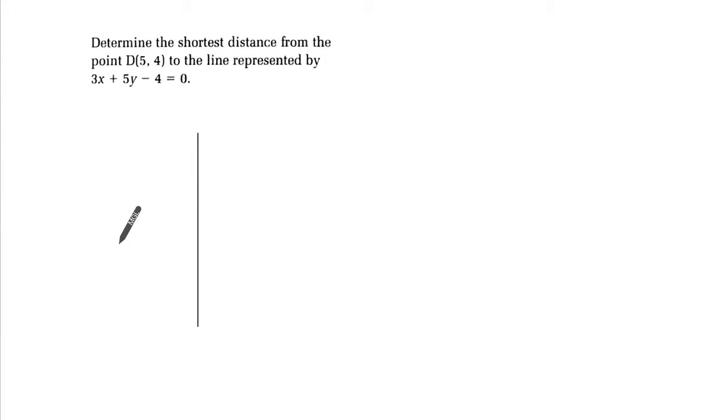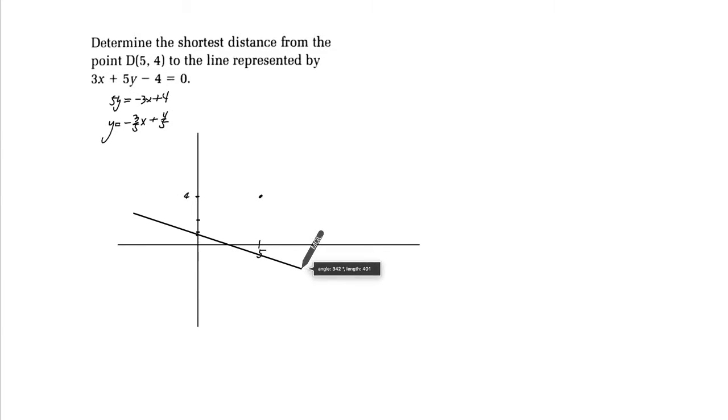Okay, so let's draw a rough picture first. Let's say this is 5, 4, there's a point there. If you isolate the y here, you get minus 3x plus 4, so minus 3 over 4 over 5, right? So we have 4, that's 2, that's 1, so the y-intercept is around there, and the slope is 3 over 5, so something that looks like this, right?